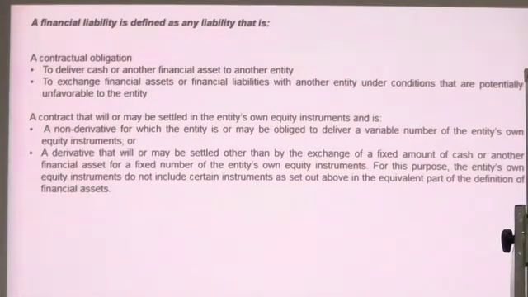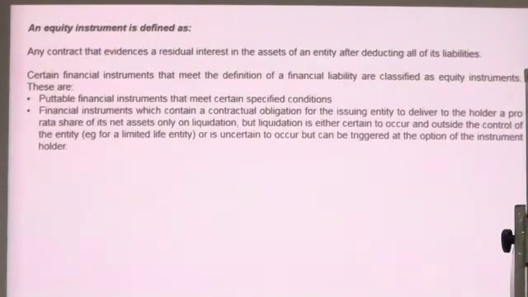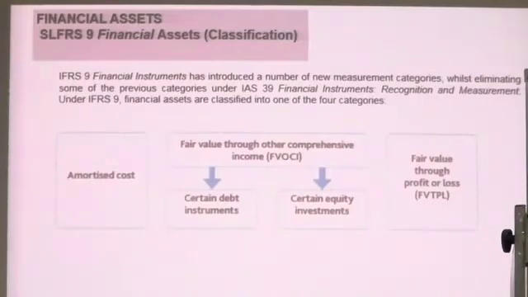Is that clear? It's a financial liability. Then equity instrument is the difference between total assets and total liabilities, right? All these explanations you have in IAS 32 under the definitions. Then directly let us move into the financial asset and their classification.